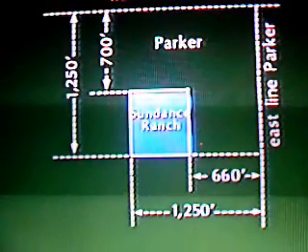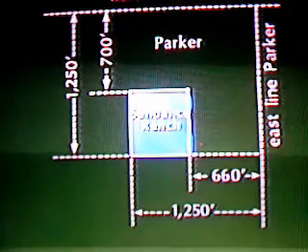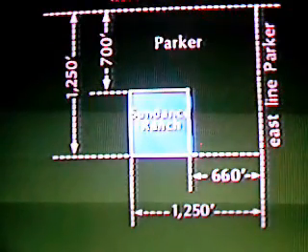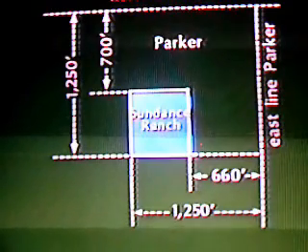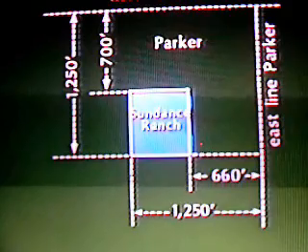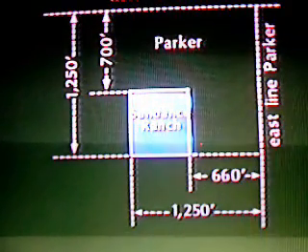The northeasterly 1,250 feet of L. Parker's land in Section 6, excepting the north 700 feet and the east 660 feet, containing an area of 8.45 acres. Suddenly, life has become a lot more difficult.